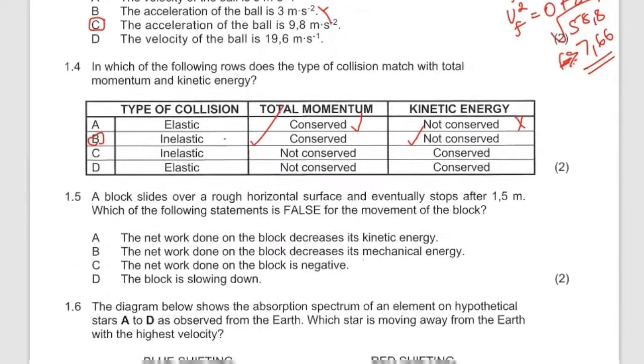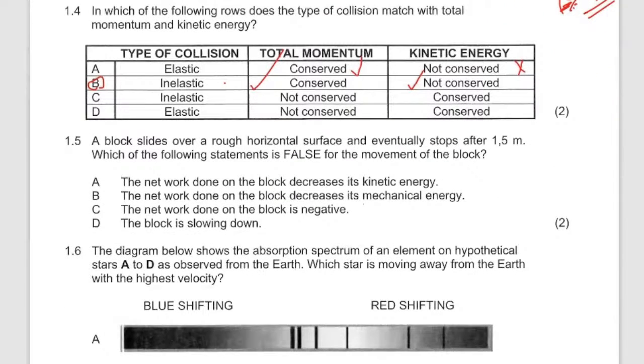Then 1.5. A block slides over a rough horizontal surface and eventually stops after 1.5 meters. Which of the following is false for the movement of the block? Okay, they are telling us that the net work done on the block decreases its kinetic energy. This is correct, because we know from the work-energy theorem that the net work done is equal to the change in the kinetic energy, the EK.